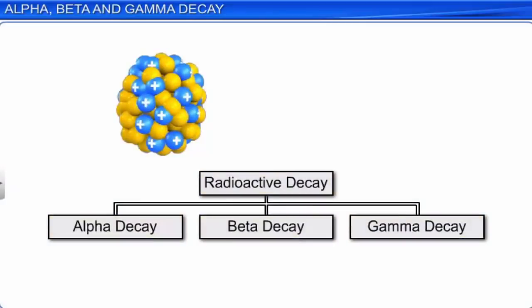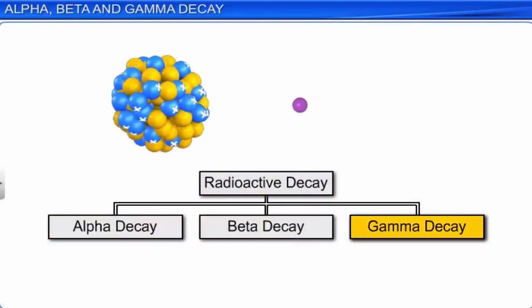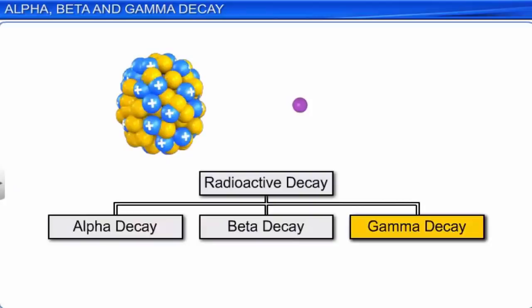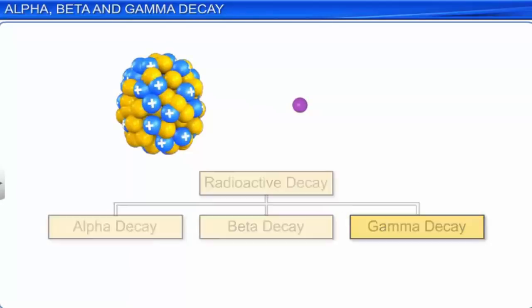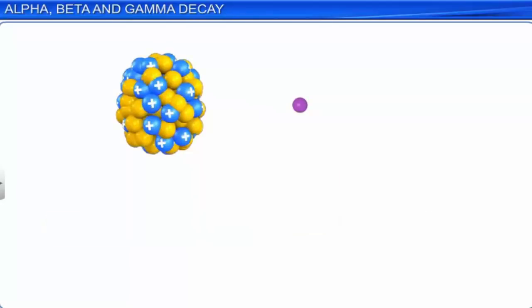Now, let us study gamma decay. In gamma decay, high-energy photons are emitted. Here, there is only a change in energy of the nucleus, but no change in its composition. Usually, an alpha decay or beta decay leaves the daughter nucleus in an excited state. The daughter nucleus reaches the ground state by a single transition or sometimes by successive transitions emitting one or more gamma rays, that is, by gamma decay.